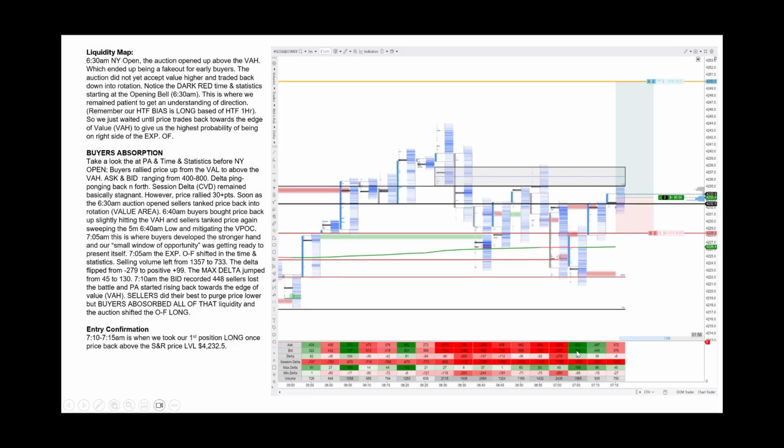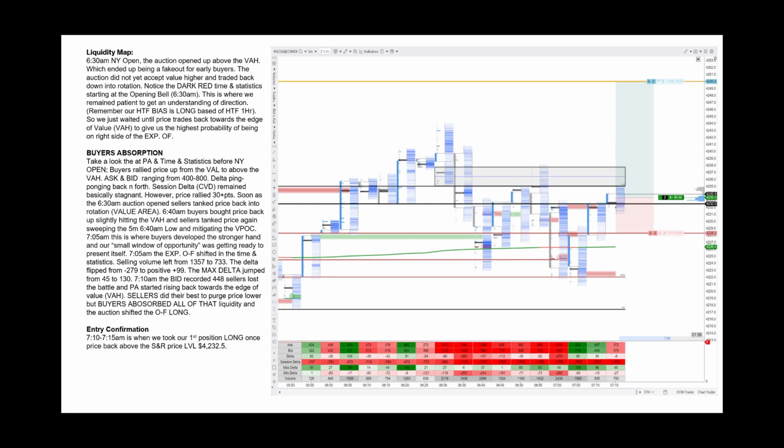And then look at the next candle. They got even lower on the bid, 448. So on these two candles, this bull candle and this bull candle, all of the selling volume left, because you can see right here, they did their best to purge lower. Right here in this candle, the sellers did their best to purge lower, hitting the volume point of control. Once we hit the volume point of control, buyers developed a stronger hand, and this is where the buying distribution started, and this is where the shifts started to happen from weak seller hands to strong buyers hands.